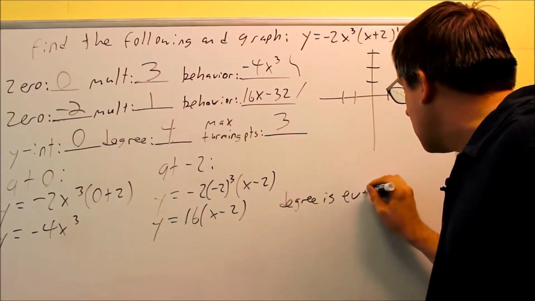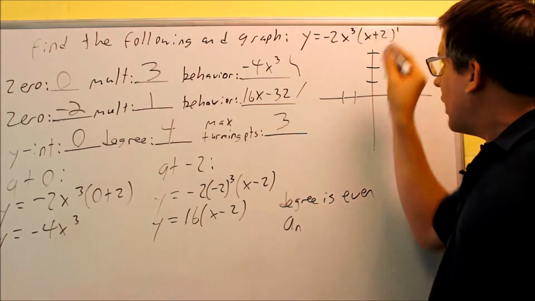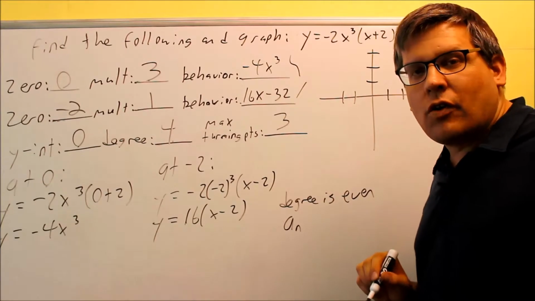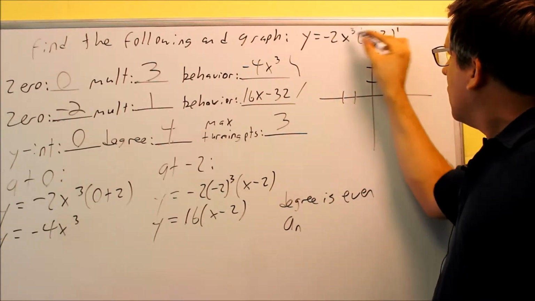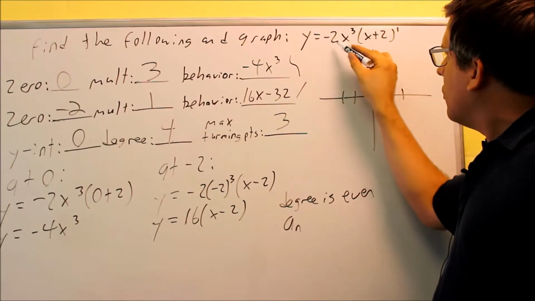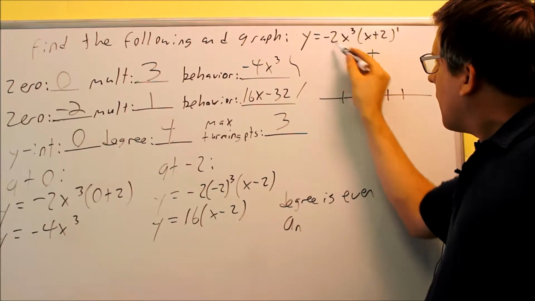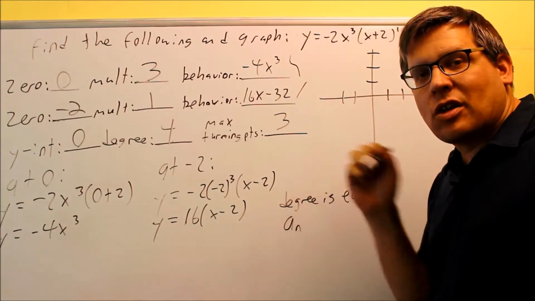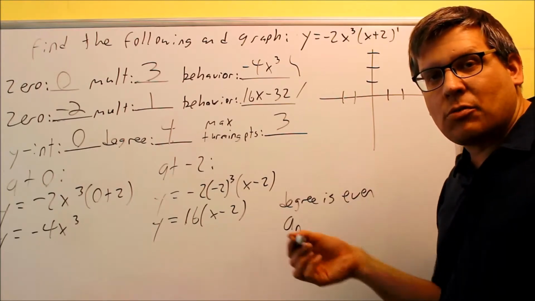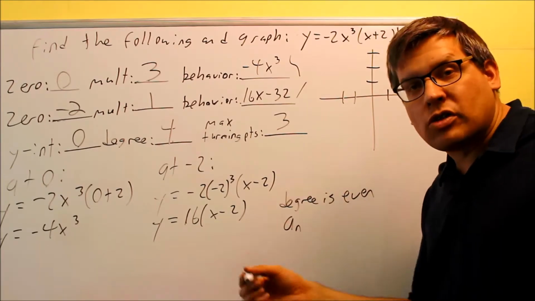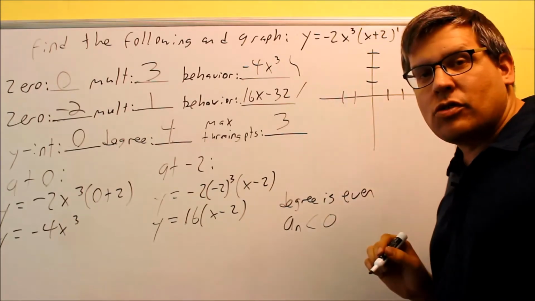So the degree is even. And the a of n, if I were to multiply this out, is the number in front of the term that has the highest power. If I multiply the first things together here, I would get negative 2x to the 4th. So the negative 2 here would be considered your a of n. Again, I don't really care about the actual number itself. I'm only concerned about whether it is greater than 0 or less than 0. In this case, it's less than 0 because you have a negative 2 there.